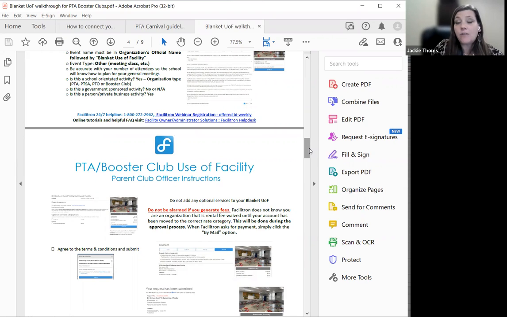Nothing is ever collected revenue wise on our PTAs. We only collect operational costs that we incur.